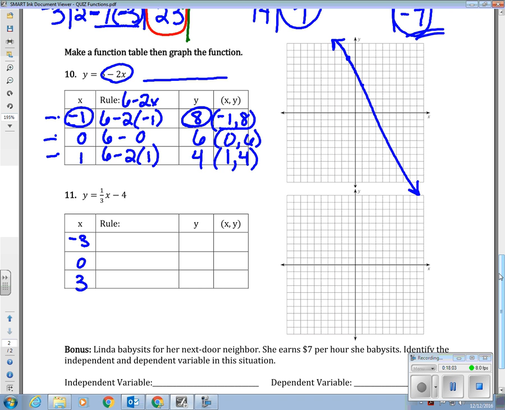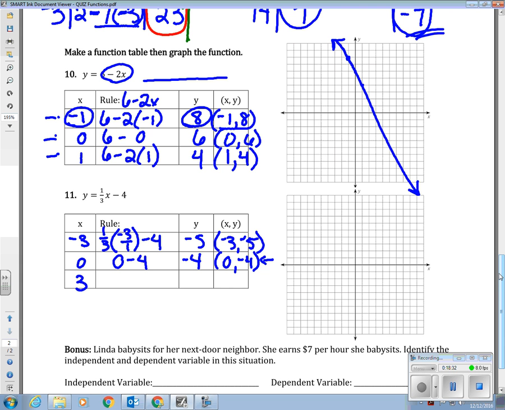Okay, so now what I'm going to do is 1/3 times -3/1 minus 4. All of that 1/3 and -3/1 becomes -1. -1 minus 4 is -5. And so this is -3, -5. My next one is 0. That's easy enough. All that's going to be 0 minus 4. That means I have -4, and that gives me 0, -4.